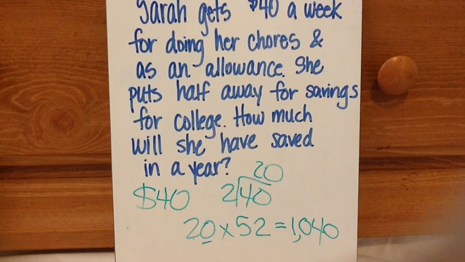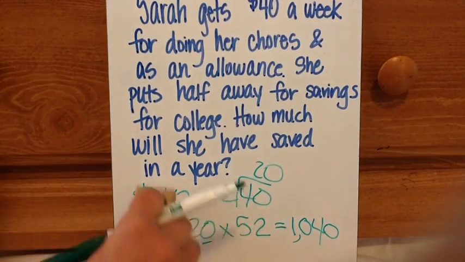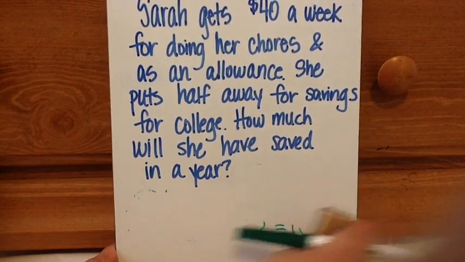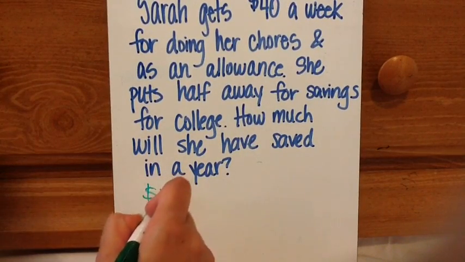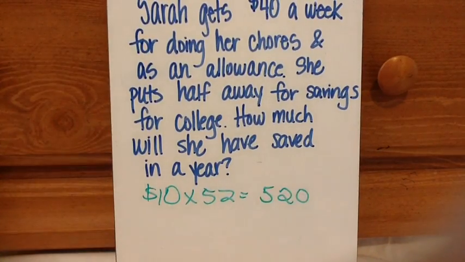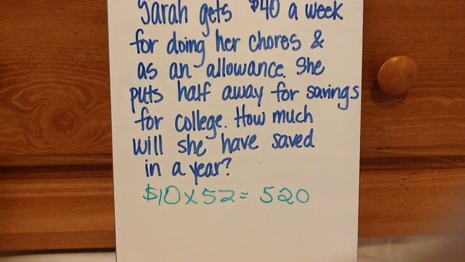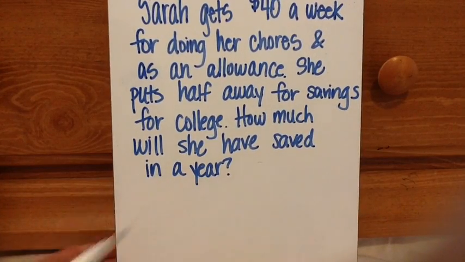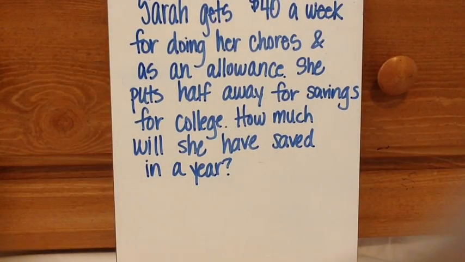Suppose you might get a question like she puts $10 a week for college. How much will she have saved in a year? So instead of saying half, you're just taking out $10. So $10 times 52 weeks equals $520. So that's actually a huge difference. That's half of what the first amount was. So that's just a sample problem that you might see where it asks you about taking that money and putting it away for savings, or they might say this for spending or this for sharing.